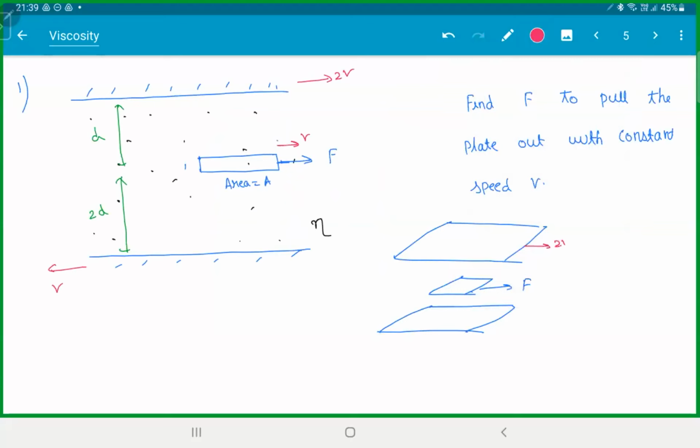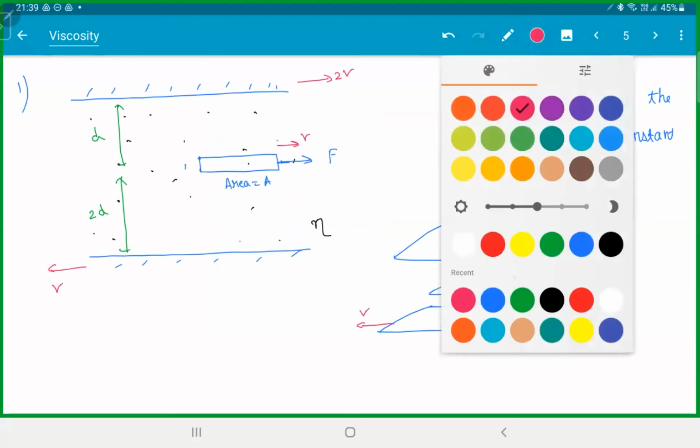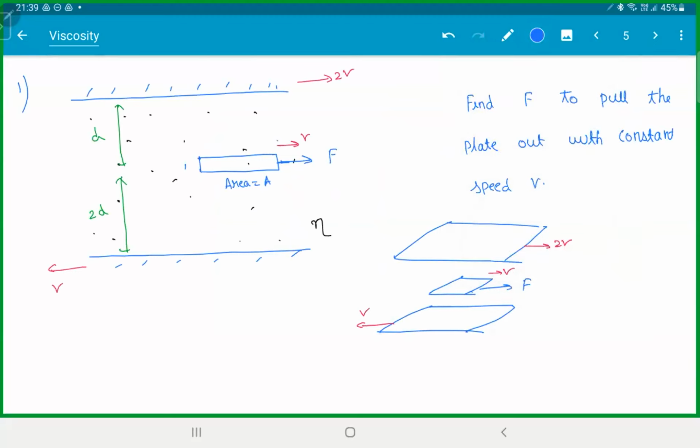This one is going with 2V, this one is going with V. In between, it is fully filled with fluid. So with how much force should I pull so that it comes out with a constant speed? Try, I'll give you a minute.